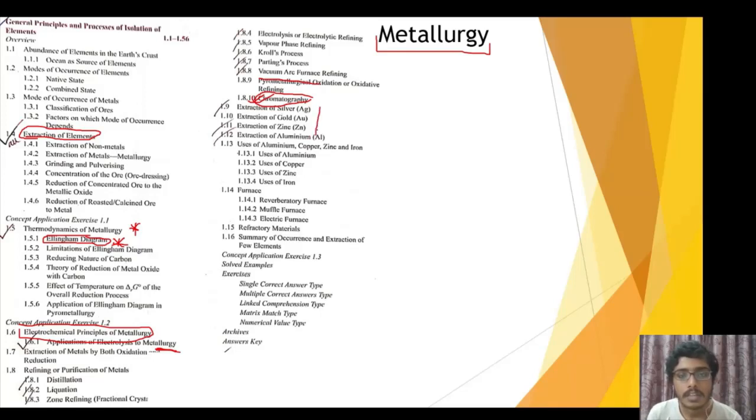Now extraction of various elements. For gold there is a reaction you will find in NCERT which is important, even for aluminium also. So the processes as well as the reactions and the names of the ores are mainly important for metallurgy.